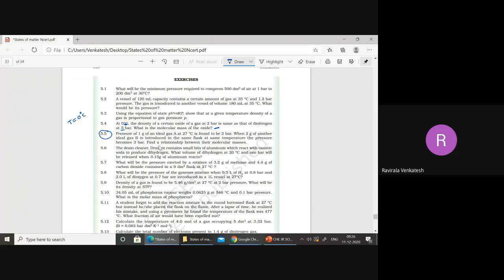I am writing over here. Weight of gas A is equal to what? 1 gram. Next, temperature 27 degrees Celsius. Next, and its pressure will be how much here? Pressure of A is how much they gave? 2 bar. Next, weight of B gas. Weight of B gas is given how much, beta? 2 grams.